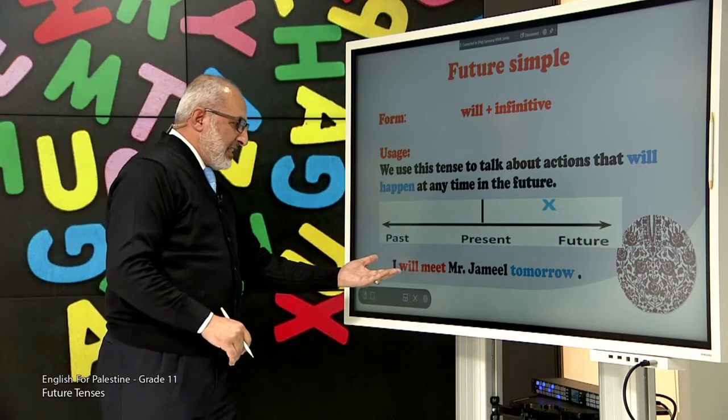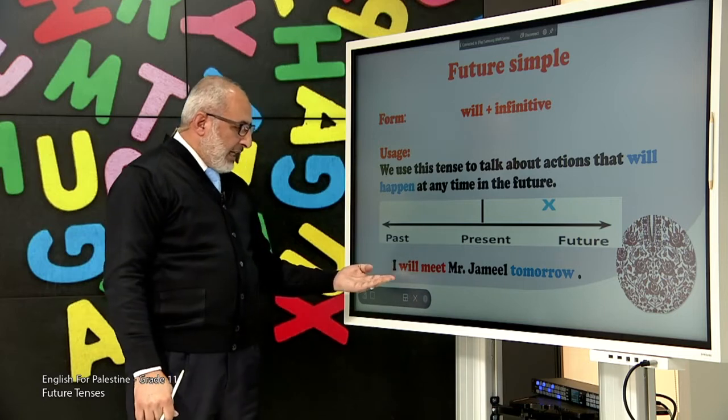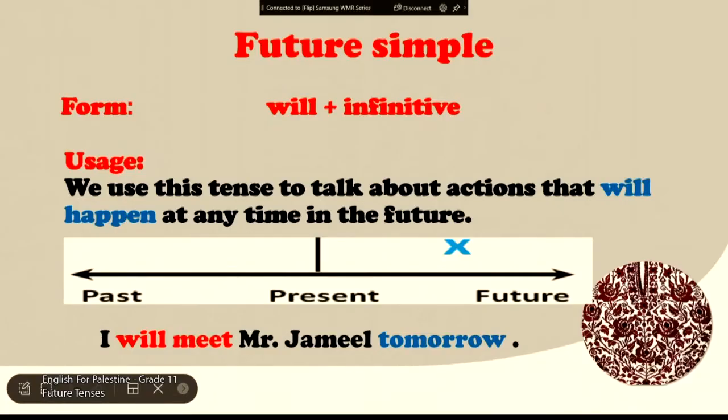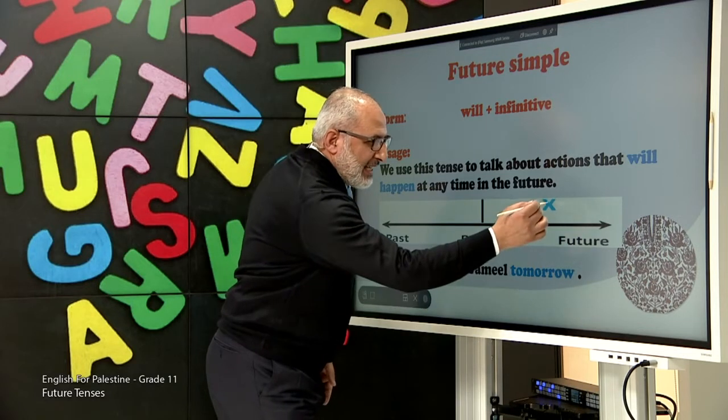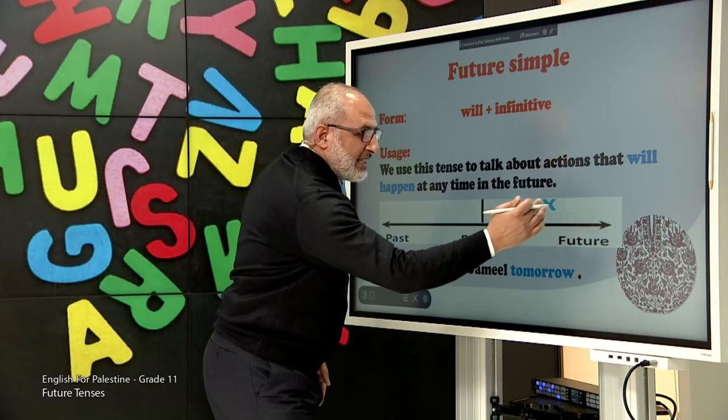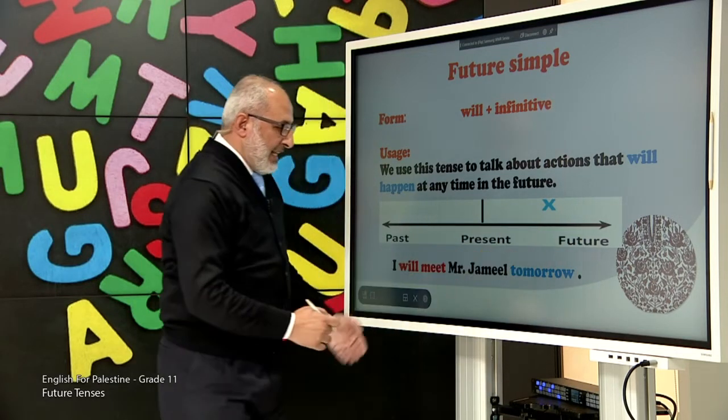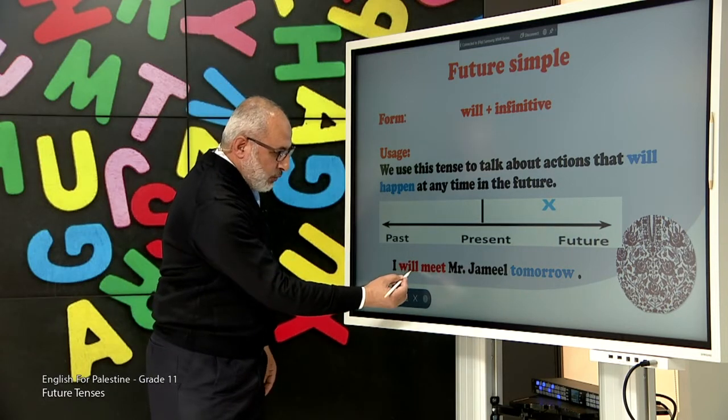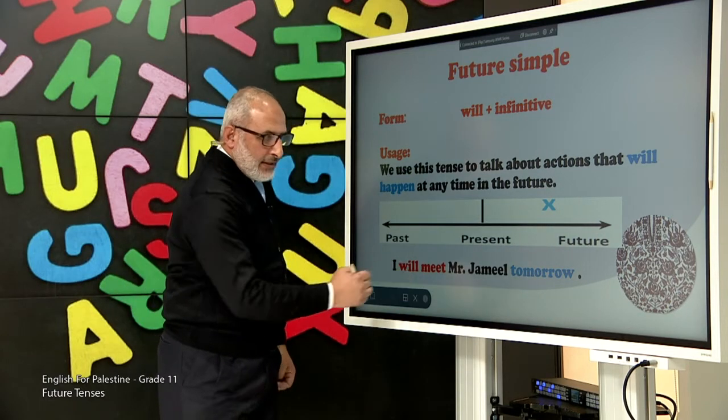Let's look at this example. I will meet Mr. Jamil tomorrow. So tomorrow is here. It is in the future. And the form of the verb is will plus meet.